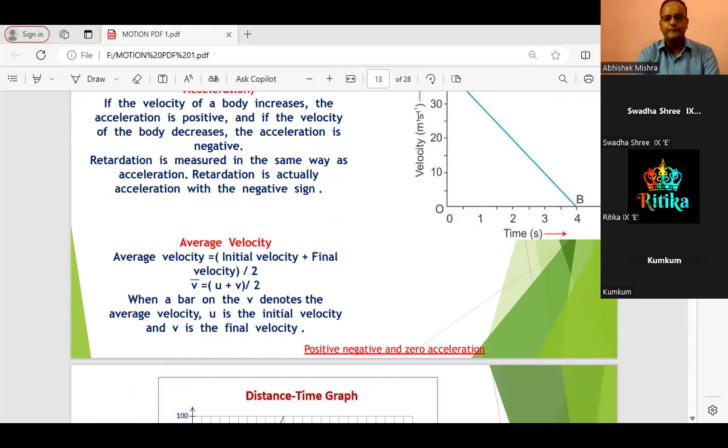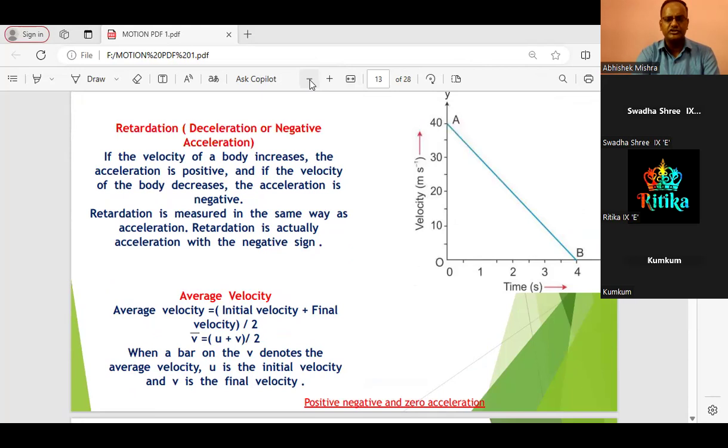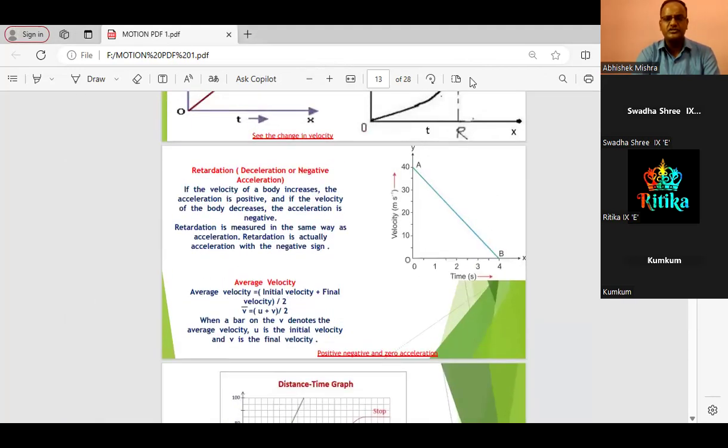Retardation. So in this graph, you can see the retardation. Now, all of you see this graph. With the passage of time, the velocity of the body is decreasing. And that is why we are saying that this is a case for negative acceleration. Okay, is it clear to all?